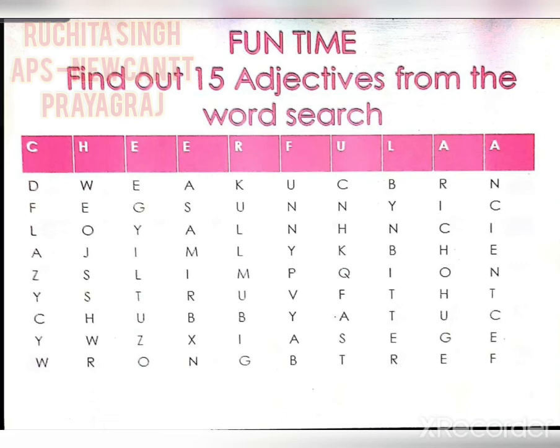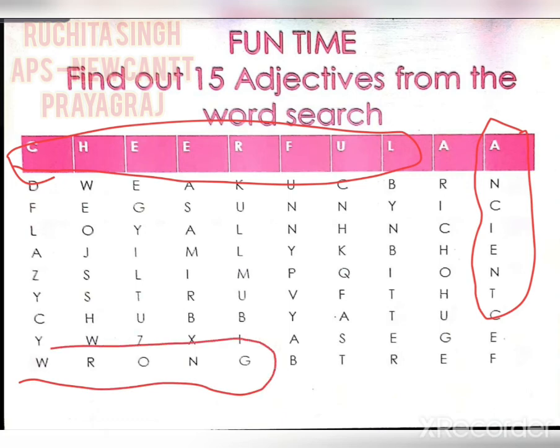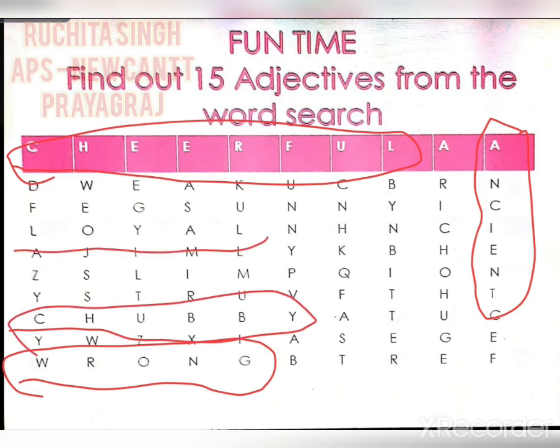So the first adjective is in the very first line, cheerful. Then I hope you all must have found it. Then we can also say ancient. The thing which is very old is called ancient. Then what else? In the last line, I can see wrong. This question is wrong. This girl is very chubby. Right, children? Then what else? Find out. Then the boy is very loyal. Then this movie is very funny.